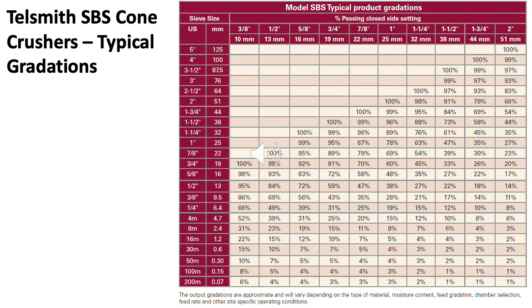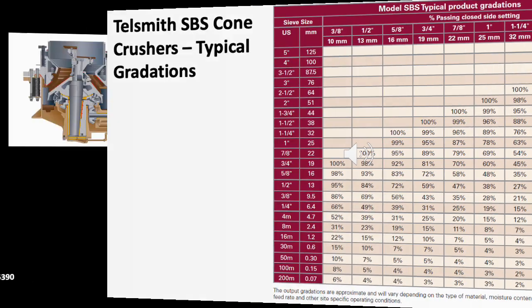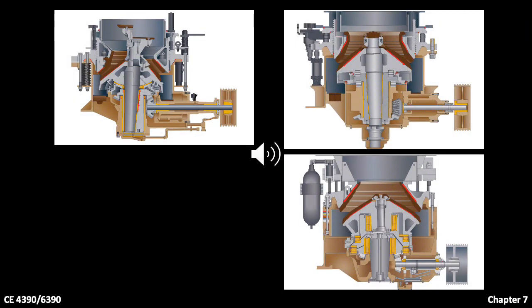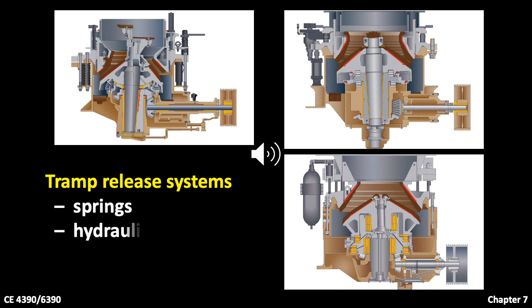Many manufacturers also provide tables to find the gradation for the output of the cone crushers. In cone crushers, the tramp release system is a component that is designed to adjust the mantle position. It can be operated using springs, hydraulics, or pneumatic systems.